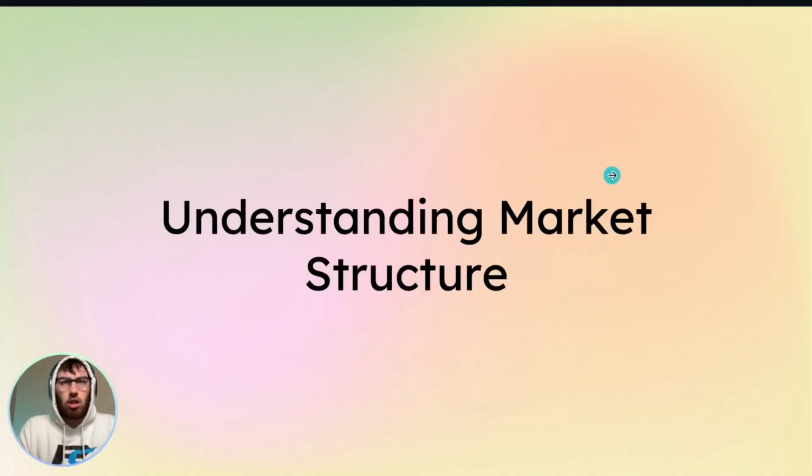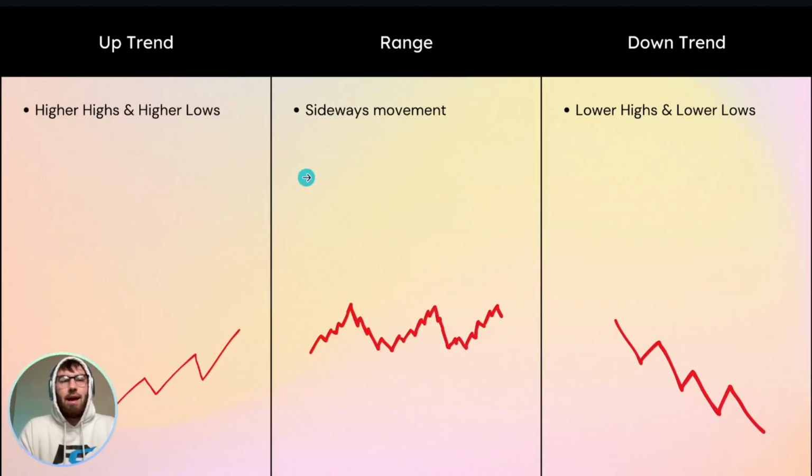Understanding market structure. Market structures have three key areas. There is no way that price can ever move outside of these three. So number one, you have an uptrend. That is going to be higher highs, higher lows. And you can see with my drawing right here, higher highs, higher lows, all the way up. And then we have a sideways market, which is right here, where the market is just moving sideways. It's not going up or down. We are just in a sideways range is what that is called.